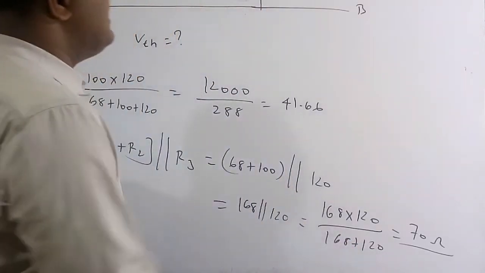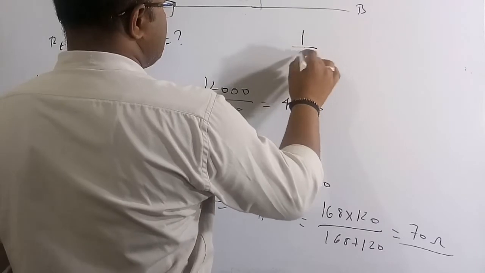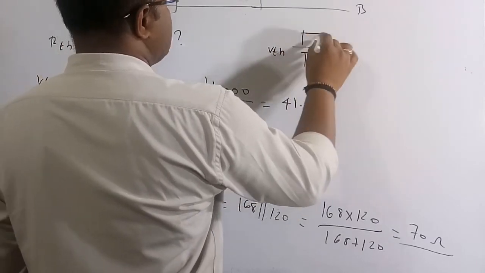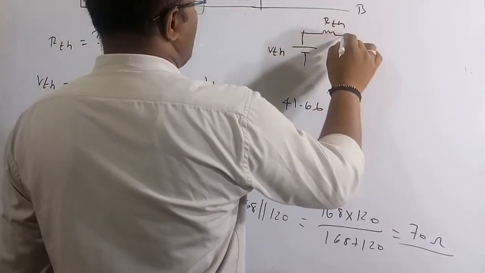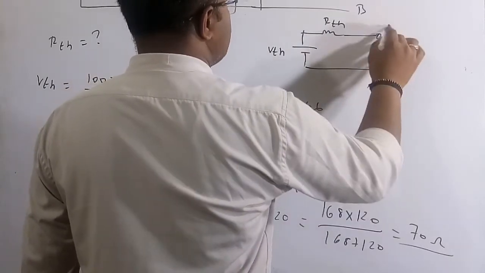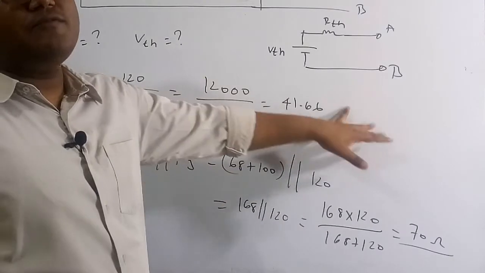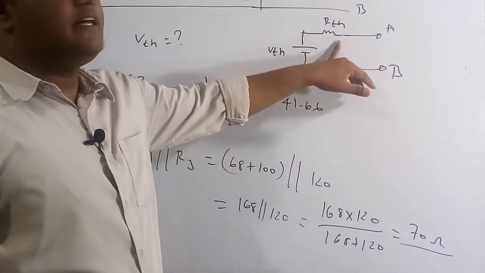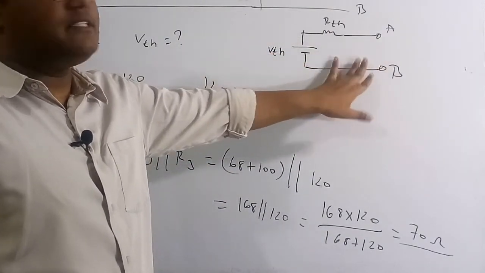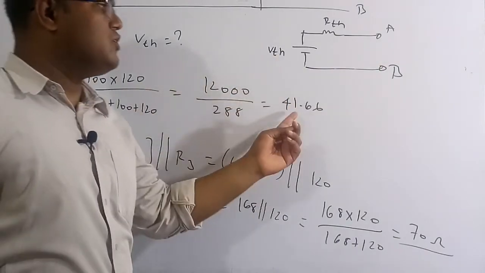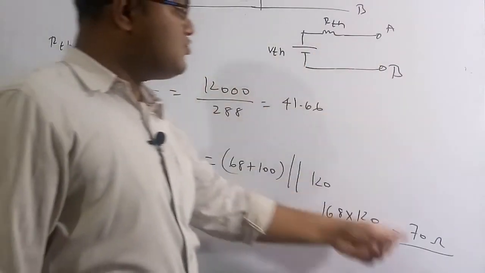Finally, the whole circuit will be like this. This is the Thevenin voltage and this is the Thevenin resistance, across A and B. So this whole complex circuit is simplified to a very simple circuit of a voltage source and a resistance. The voltage VTH is equal to 41.66 volts and RTH is equal to 70 ohm.